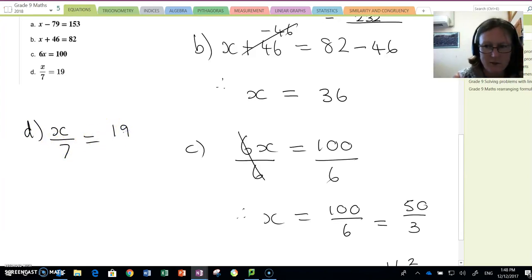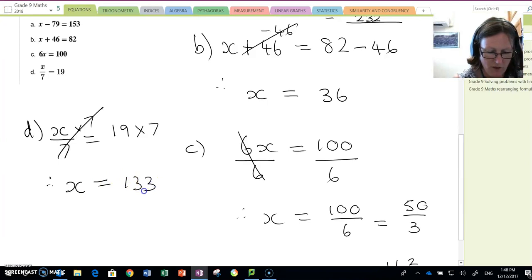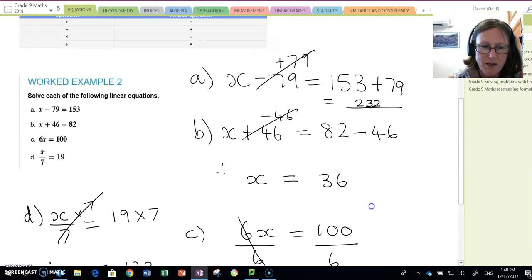This is x divided by 7. The opposite of dividing by 7, or the inverse, is multiplying by 7. That then cancels. Remember that's fine, but we must multiply the other side by 7. So on our left-hand side, we're left with x. On our right-hand side, 19 times by 7 is 133. 4 examples there of one-step equations.